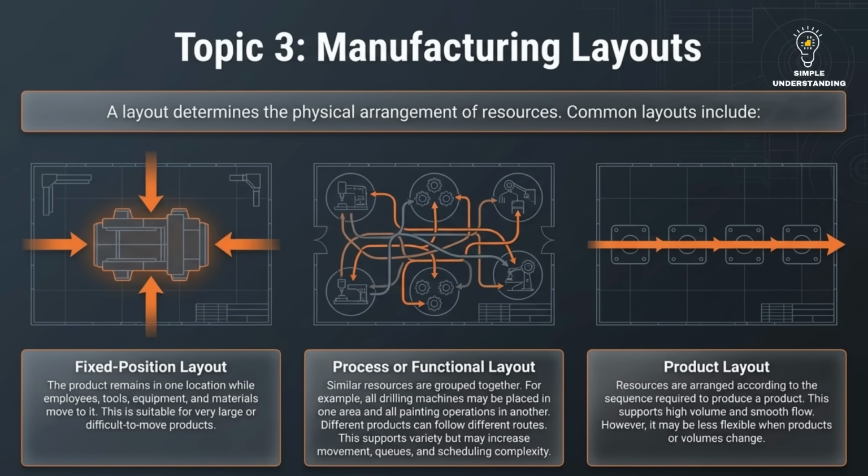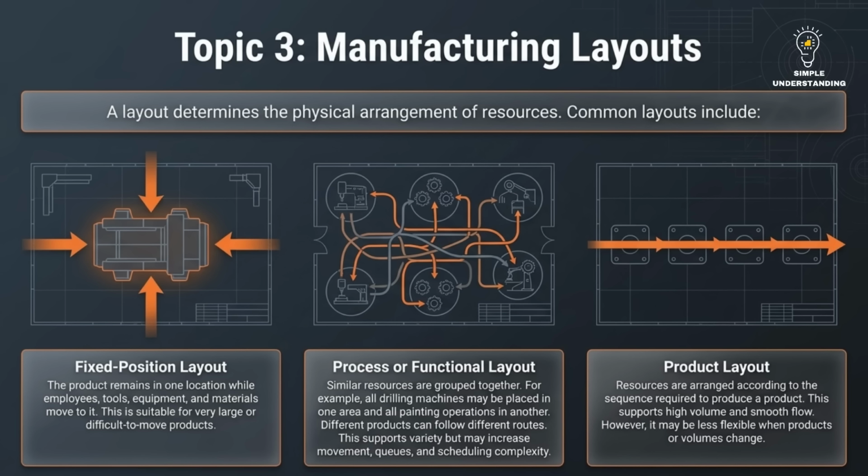Topic 3. Manufacturing layouts. A layout determines the physical arrangement of resources. Common layouts include fixed position layout. The product remains in one location while employees, tools, equipment, and materials move to it. This is suitable for very large or difficult-to-move products.